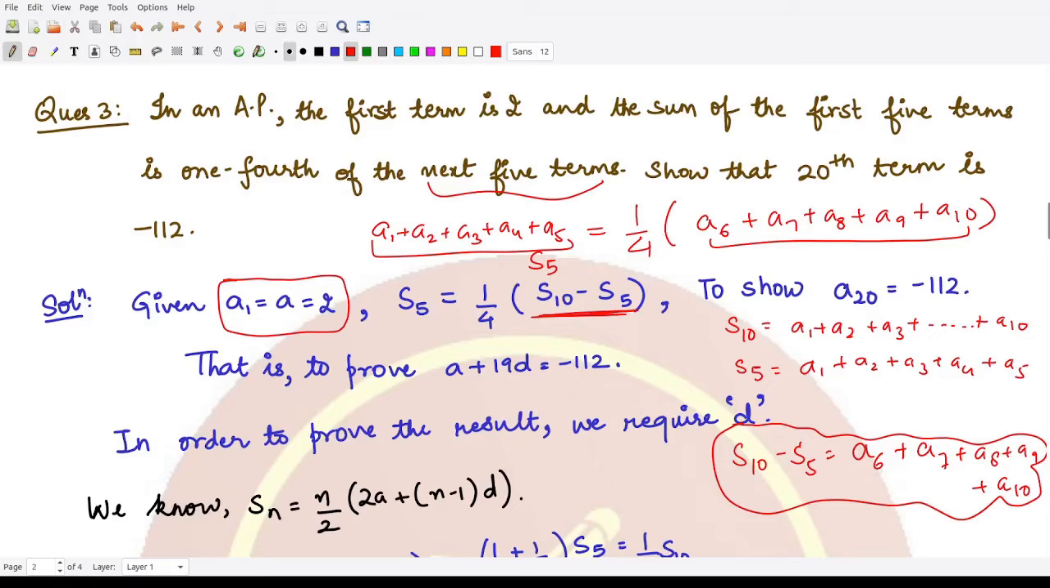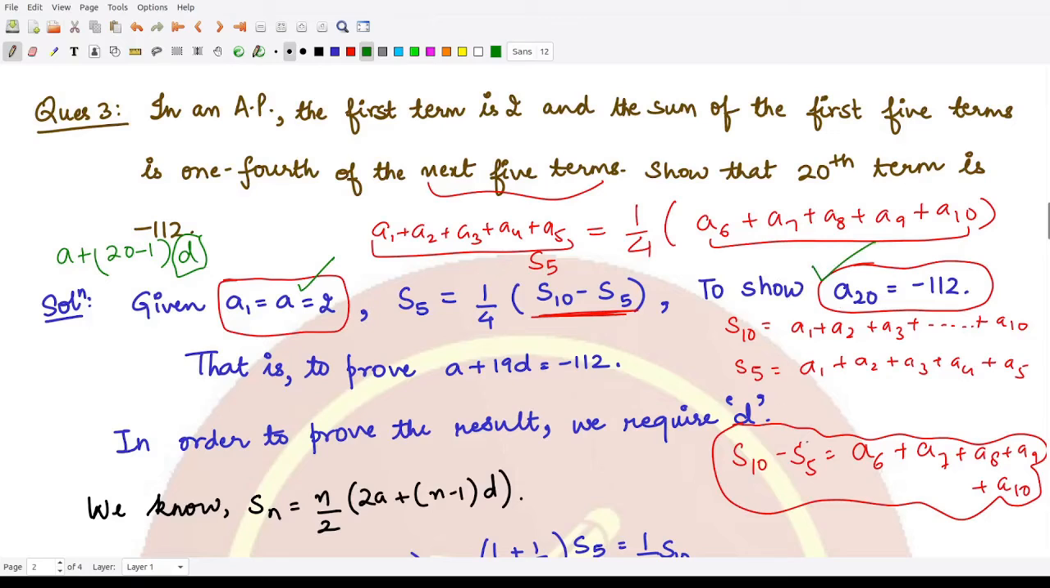So what we need to show? We need to show that the 20th term is given to be minus 112. So we need to prove that A20 is equal to minus 112. So how do we proceed? In order to calculate A20, what do we require? A20, by the formula, is A plus 20 minus 1 times D. We already have the value of A, that is 2, so we require the value of D as well in order to calculate this term.